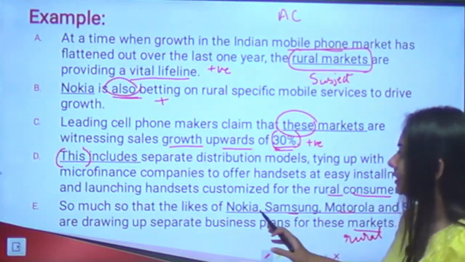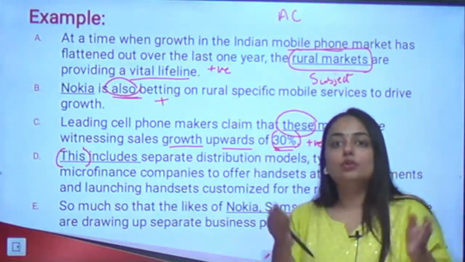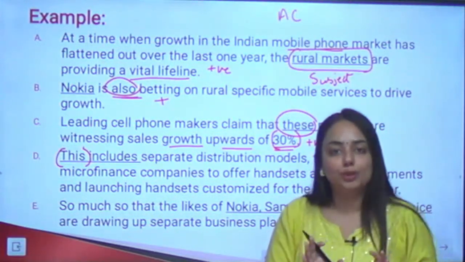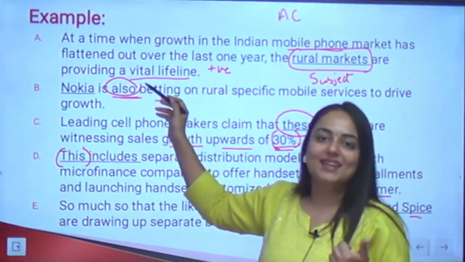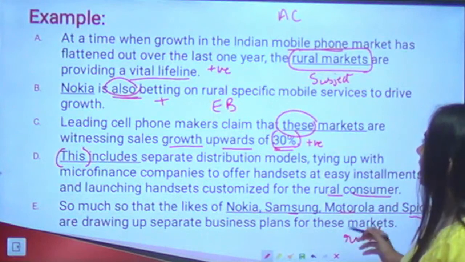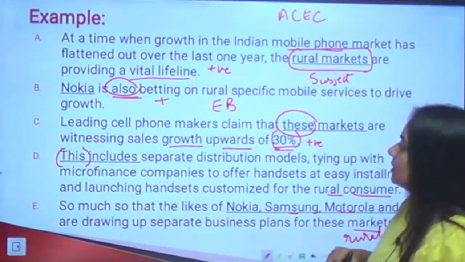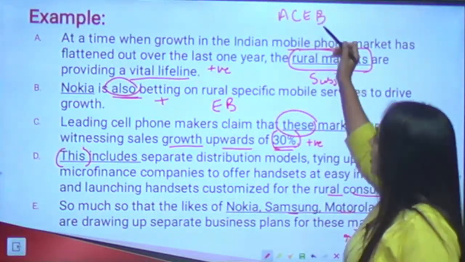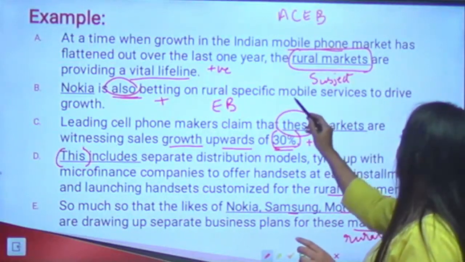So I can safely say that E and B forms a pair because I told you from broader to narrower, from general to specific. First you generally talked about the rural mobile market, then you came down to name some of the topmost brands in mobile market, then you further narrowed it down only to Nokia. Also, the word also is a hint here. So E and B forms a pair. In the E also we say these market, and before this C also was talking about these market. So I can say E and B, because B only talks about Nokia. One more thing. What is the sentence B talking about Nokia? Nokia is also betting on rural specific mobile services to growth.